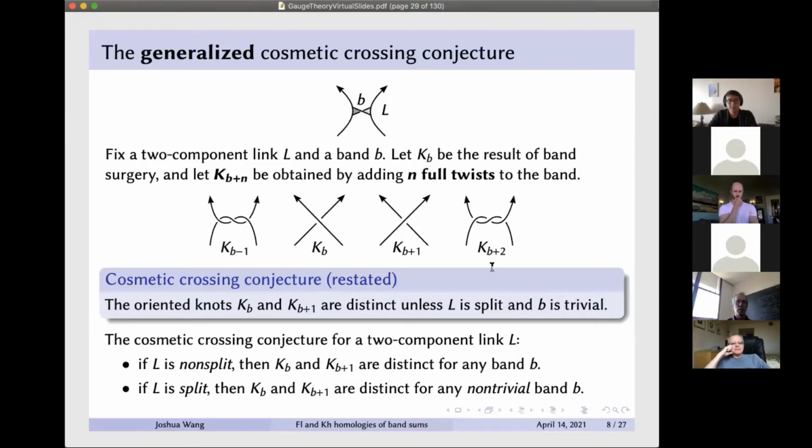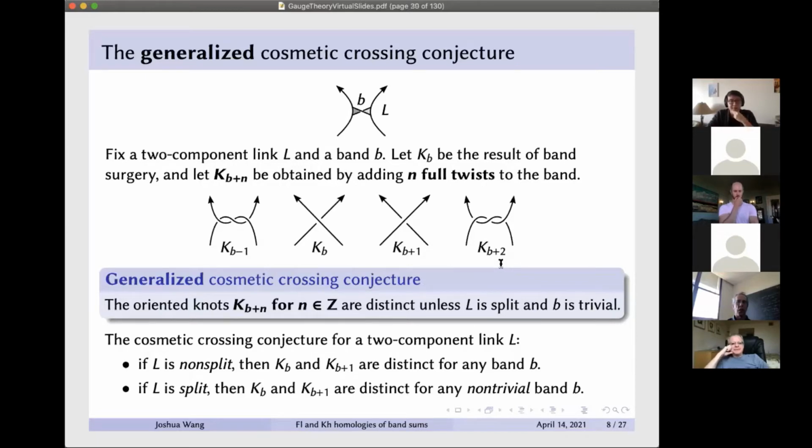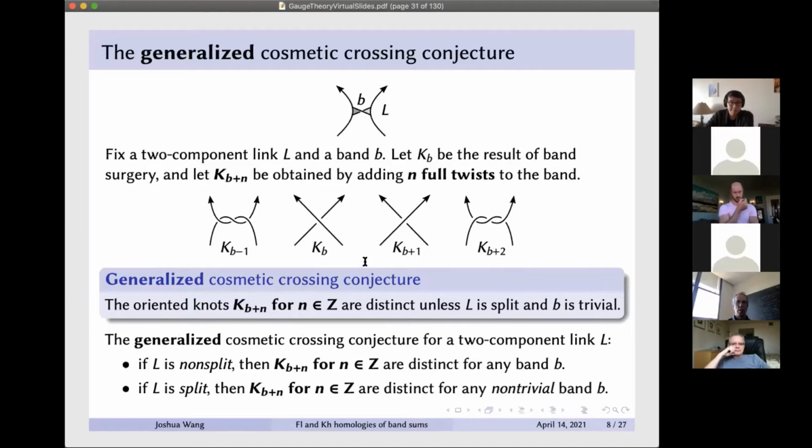So I've drawn here two more members of this family of knots. And the generalized cosmetic crossing conjecture asserts that all of the knots KB plus N, as you vary N, are all pairwise distinct unless the link you started with was split and the band was trivial. Right, so not just KB and KB plus 1 are distinct, but KB and KB plus N for N non-zero are distinct. And then similarly, you can say what it means for the generalized cosmetic crossing conjecture to be true for a two-component link.